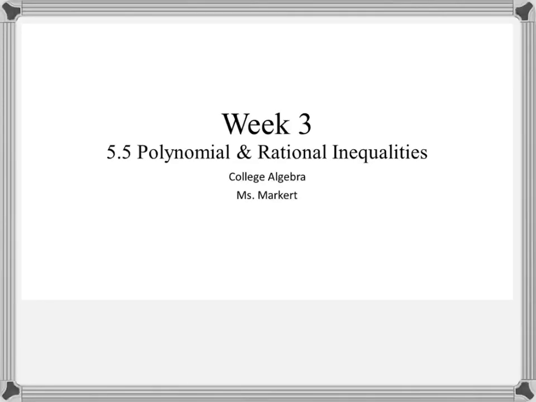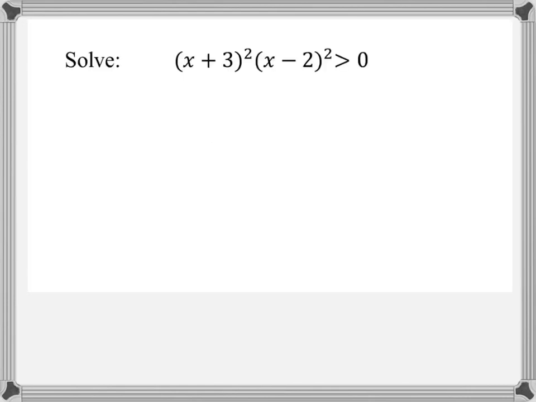Let's look at polynomial and rational inequalities. Okay, so we are going to solve (x + 3)² times (x − 2)² is greater than 0. Now, there are different ways of solving inequalities like this.